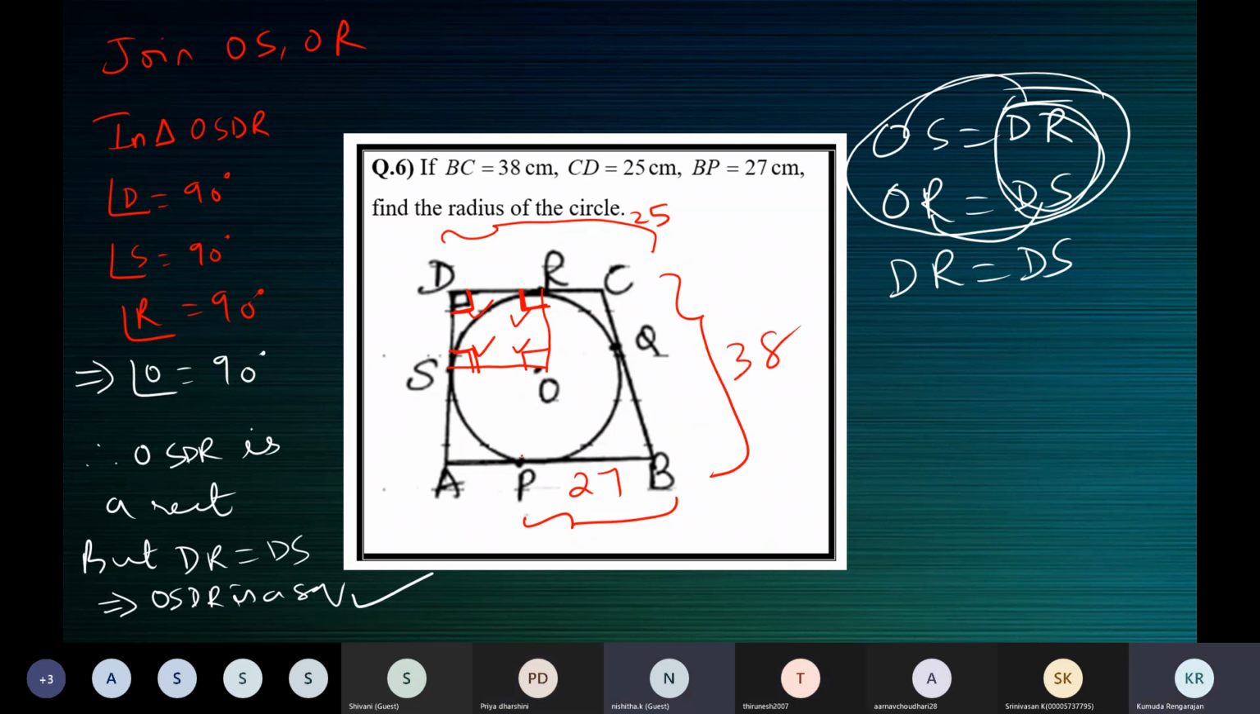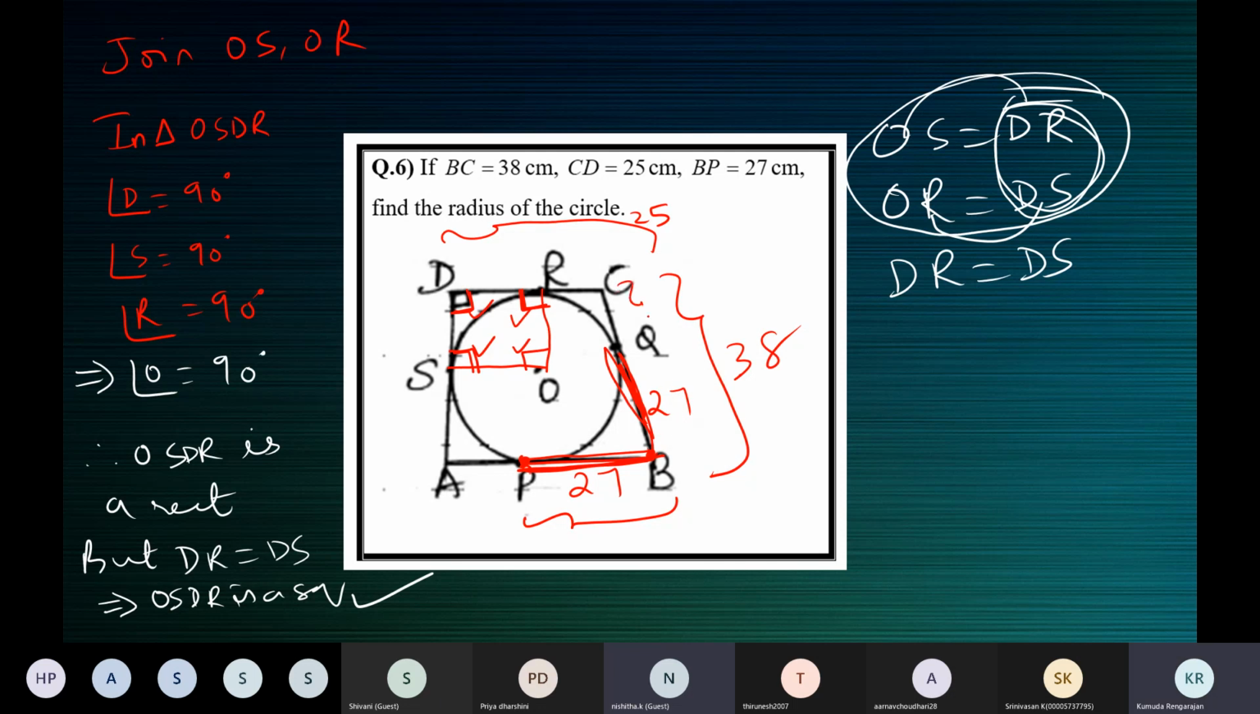Now, we need to know a piece like this. If you know the full thing, nothing can be done. We need to know a piece like this. So let's start from BP. If BP is 27, how much is BQ? 27. Why? Because BP is equal to BQ.